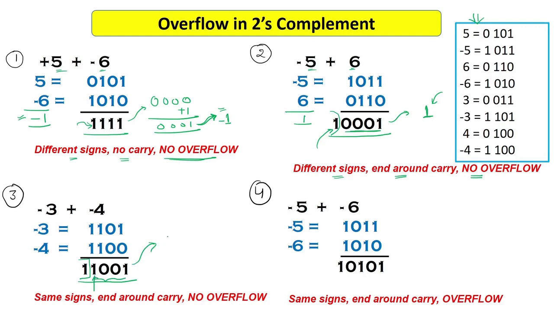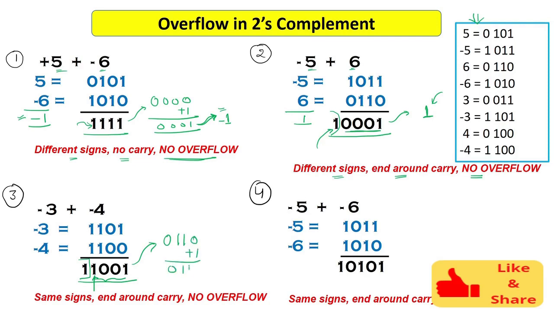So to interpret it, I have to flip it and then add 1. So I got 0, 1, 1. 0, 1, 1 is actually 7 and the answer is negative, so I got -7. From normal mathematics, I should get -7, and I got -7 also from my computer.